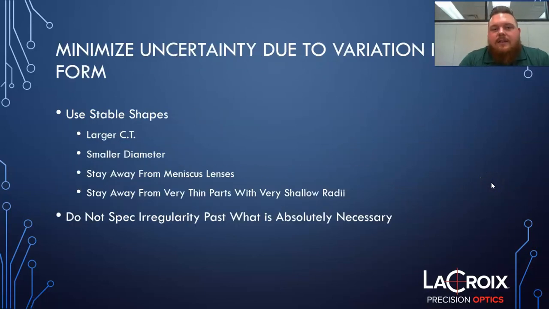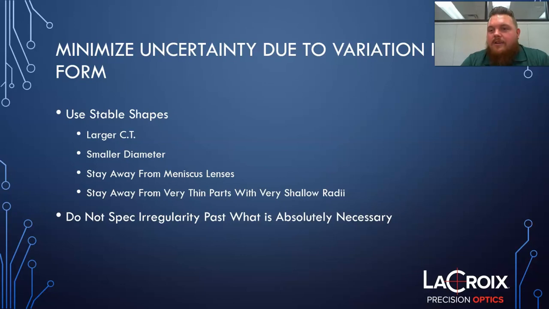And so lastly, we have minimizing the uncertainty due to variation in form. So this is a pretty simple one, and basically what we ask is that you just design using stable shapes. So generally speaking, more stable shapes are again those that have a smaller diameter. Please try to reduce those aperture sizes. Stable shapes generally have larger CTs. And then we request that you stay away from meniscus lenses. We have severe metrology concern using high expansion materials with meniscus lenses.